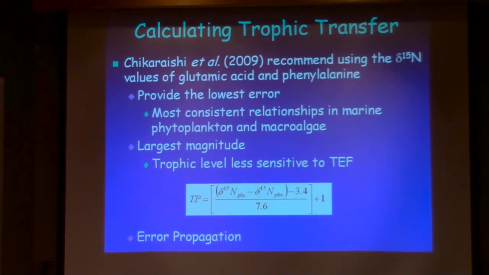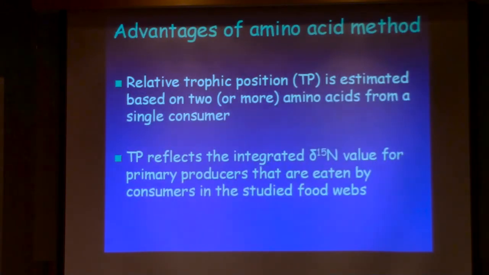Importantly, a good lab is going to make multiple measurements of the isotopic composition of glutamic acid and phenylalanine. So you do multiple measurements, you get an uncertainty. This is a number that has been measured in a number of different macroalgae, and we have an uncertainty for that, and we have an uncertainty in this. You can propagate those errors to come up with a reasonable, conservative estimate of trophic position.